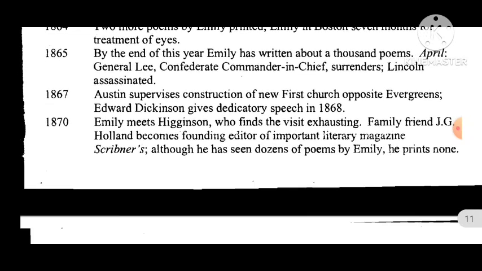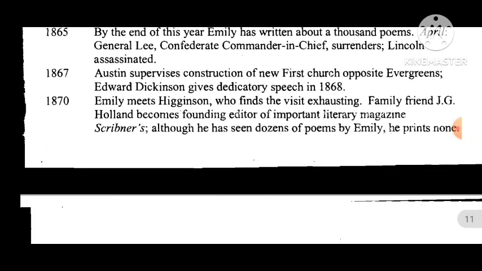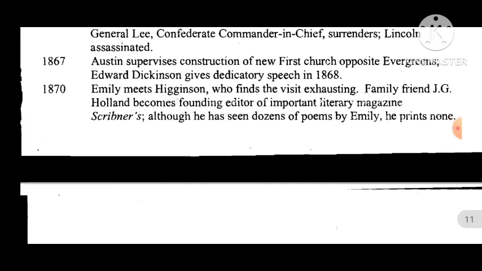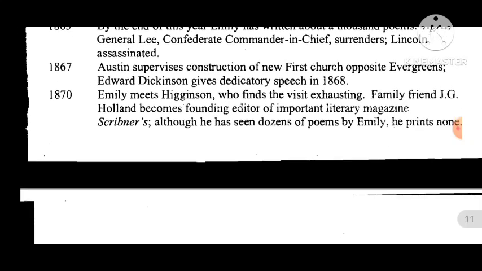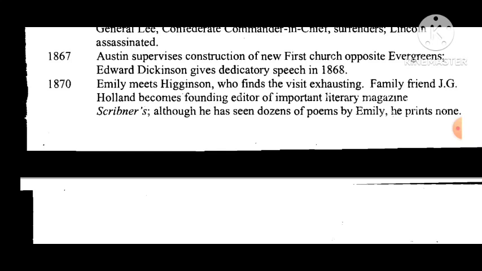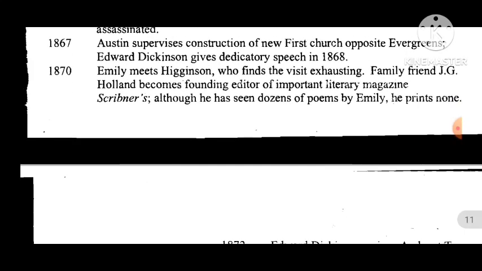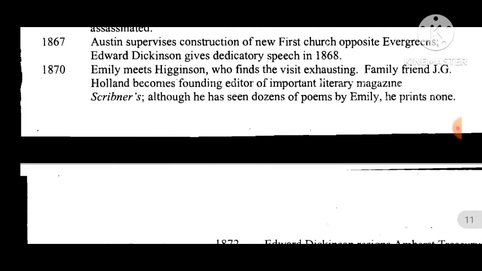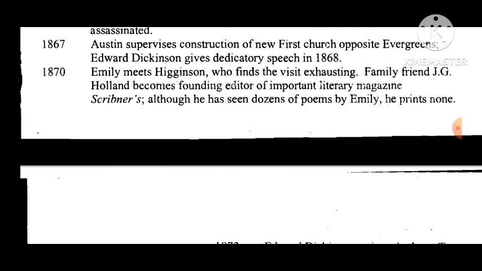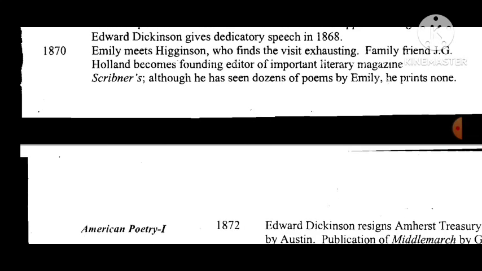April, General Lee, Confederate Commander-in-Chief, surrenders. Lincoln assassinated. 1867, Austin supervises construction of the new First Church opposite the Evergreens. Edward Dickinson gives the dedicatory speech in 1868. 1870, Emily meets Higginson, who finds the visit exhausting. Family friend J.G. Holland becomes founding editor of an important literary magazine.